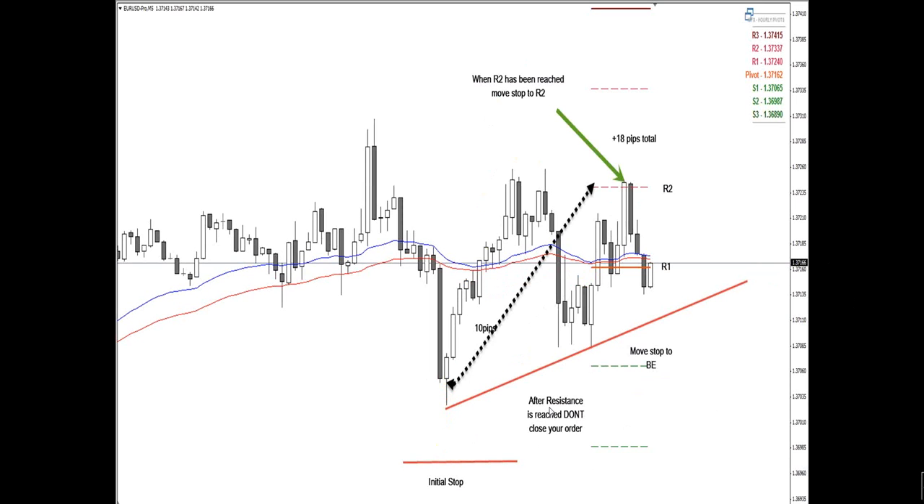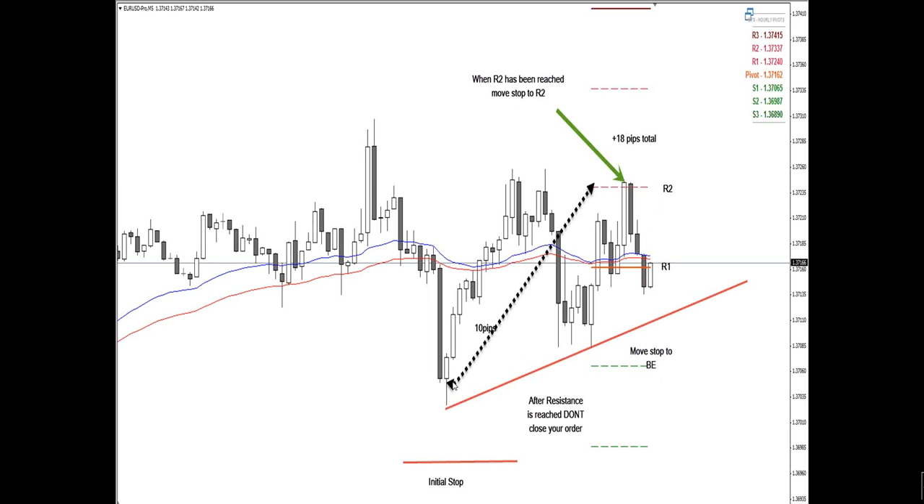Now, after the resistance is reached, we don't close our orders. So basically, first thing we did, we moved our stop to break even, right? At resistance 1, and the break even is there. But if the price continues to go up, as in this case, it will hit R2. Now, when R2 has been reached, we can, and you see in this example it was broken. Immediately after it was broken, I move my stop to R2.